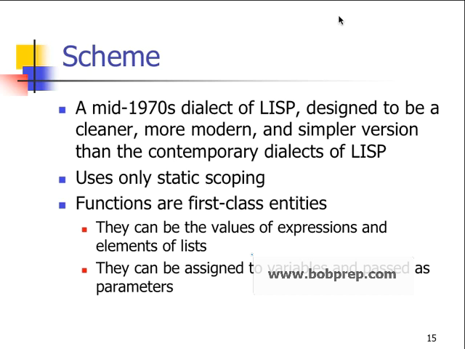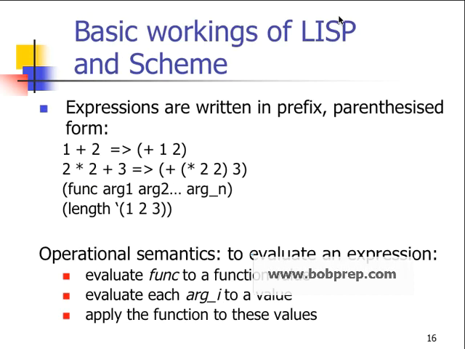So there are values of the expression and the elements of the lists that are contained, and it can be assigned to variables and passed as parameters. And basically all the functional referential integrity and stuff that I looked at before, that I was showing you in those examples, applies towards Scheme. So the basic workings of Lisp and Scheme are how the expressions are demonstrated. So this is slide number 16, which is the start of the programming expressions.